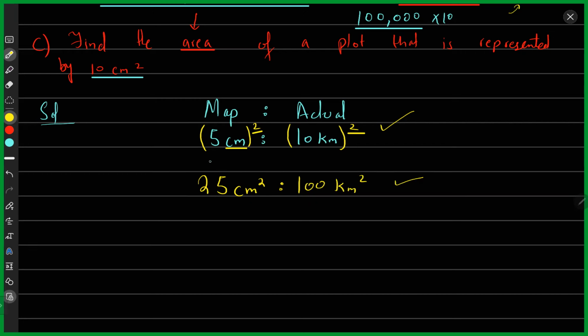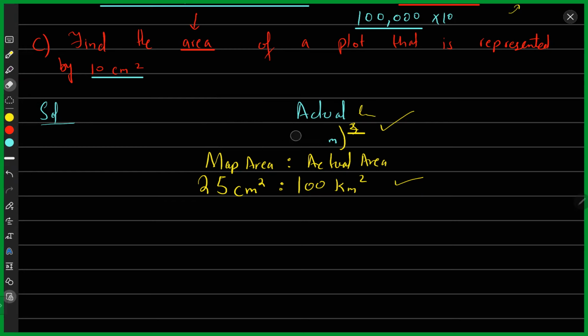This is for map area, and this is for actual area. However, this one, when I did not have a 2, was basically for map length, and this was for actual length. So first we had to make the scale, and now we are good to go.